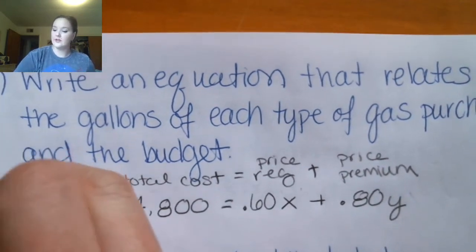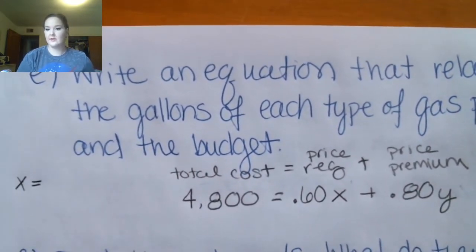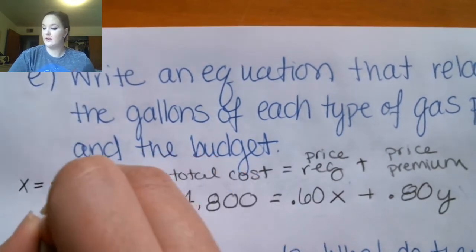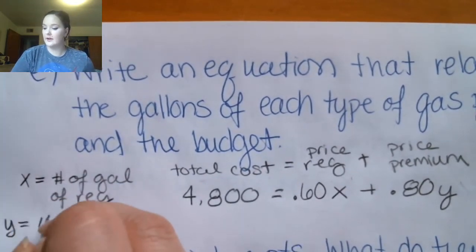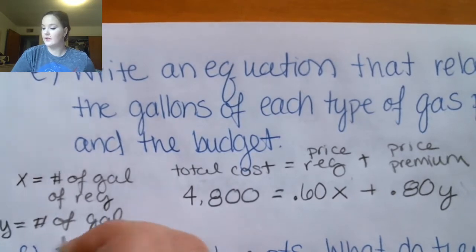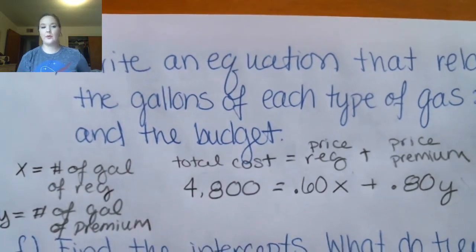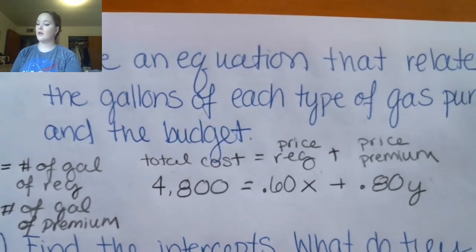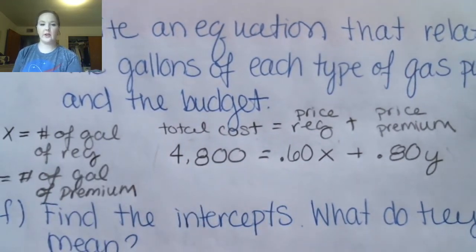And what we're not going to forget to do is name our variables here. So X is the number of gallons of regular, and Y is the number of gallons of premium. It is very important to tell me what your variables stand for, even though we kind of saw that in part B and D where it asks us about X and Y. We're going to make sure. So this is part of our answer and the equation is part of our answer.